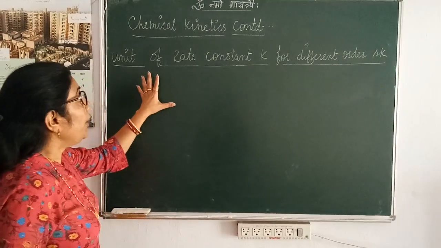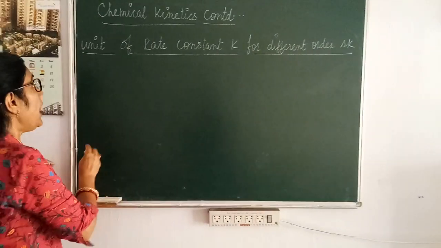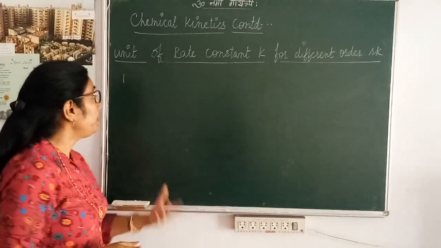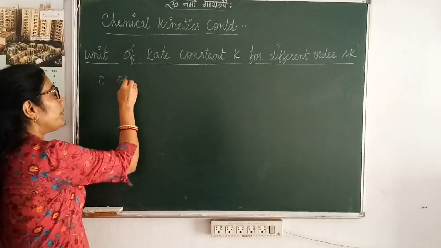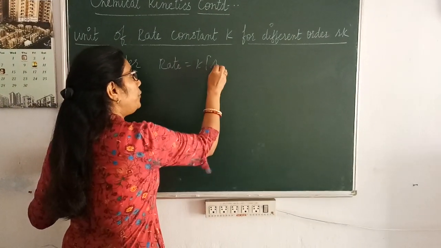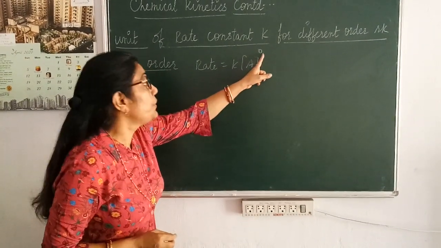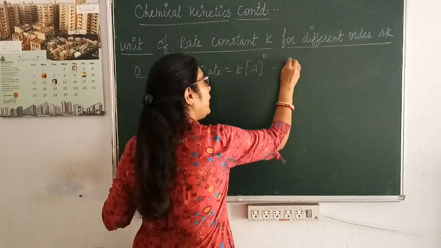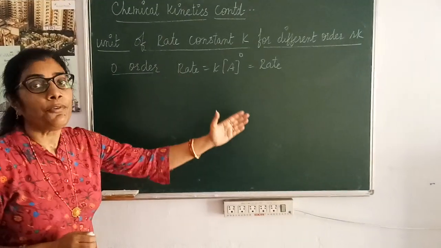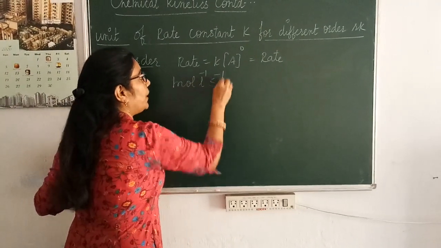We are going to start with the unit of rate constant K for different order reactions. As I said, a reaction can be zero order, first order, second order, third order, or fractional order. So let's see one by one. For zero order, rate is equal to K into A to the power 0. Since the power of concentration is 0, the unit of K will be the same as the unit for rate, that is mole per liter per second.